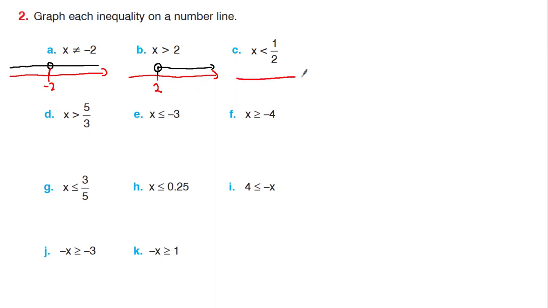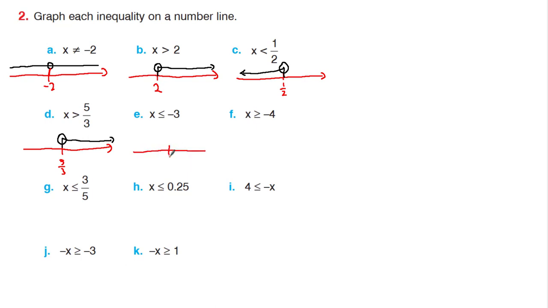Same goes for C, but with an opposite direction. We have the fraction 1/2 here. So all numbers that are less than but not equal, so we'll leave it empty there. But under D, we have again the same case. We have x is greater than 5/3. So what do we have? All these values that are represented from 5/3 to the right side without including 5/3. So we'll leave the circle empty.